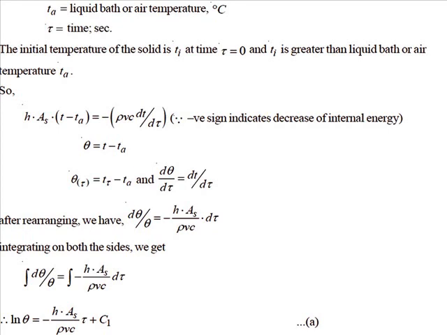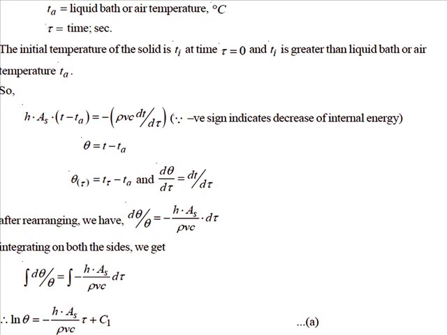But as soon as the time is greater than 0, meaning we are putting the object in a liquid bath or in atmospheric air, you can say that h into As into (T minus Ta), that is the energy dissipation from the solid to the surrounding, is equal to minus rho V c into dT by d tau. Here the negative sign indicates there is a reduction in internal energy.